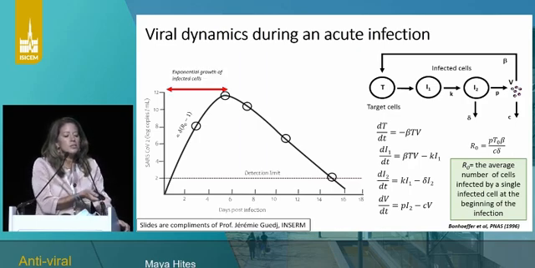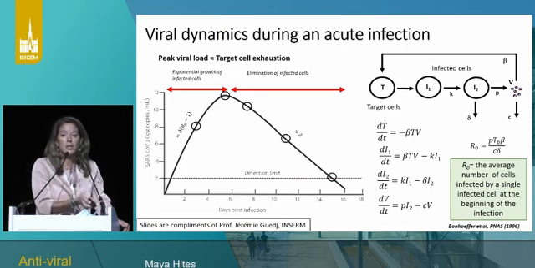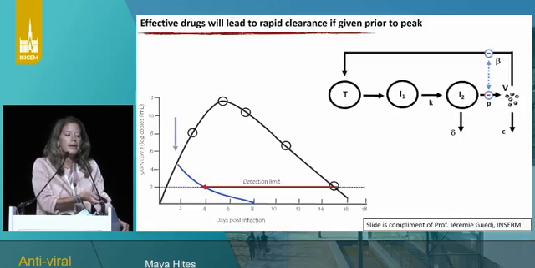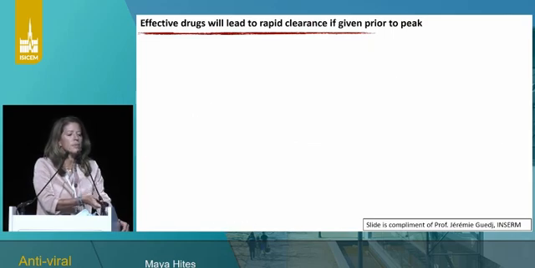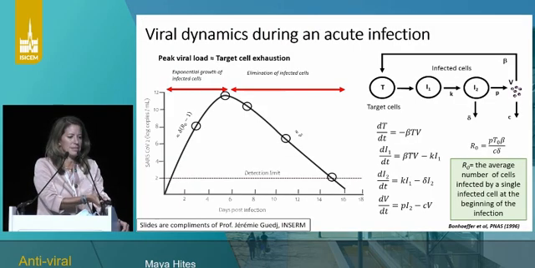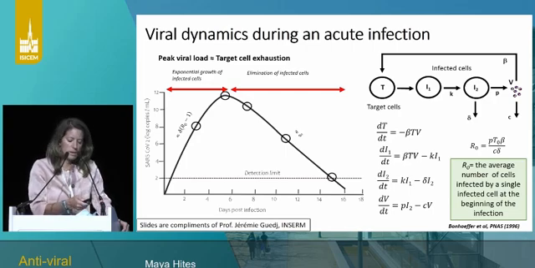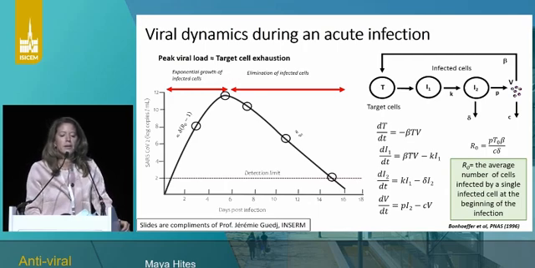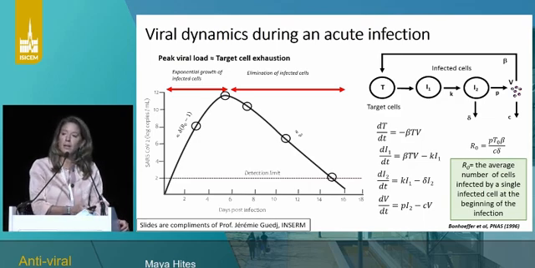And what's interesting is to see that, yes, at the beginning of an infection, we have an exponential growth of infected cells. Then we have a period of elimination of these infected cells. And as you can see, we have a curve, and this curve can be represented by an equation. The equation lets us calculate R0, which is the average number of cells infected by a single infected cell at the beginning of the infection.